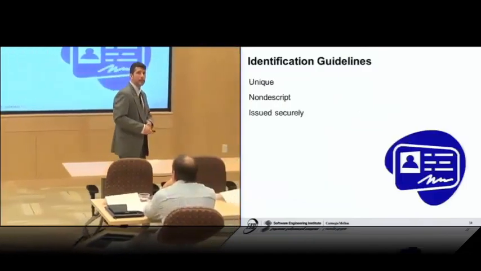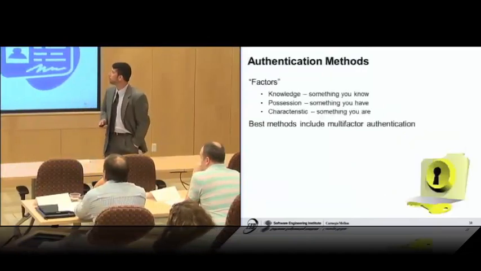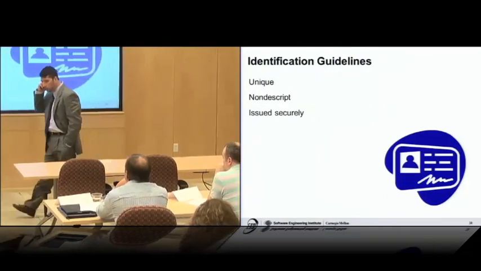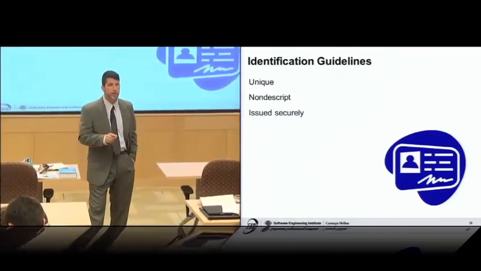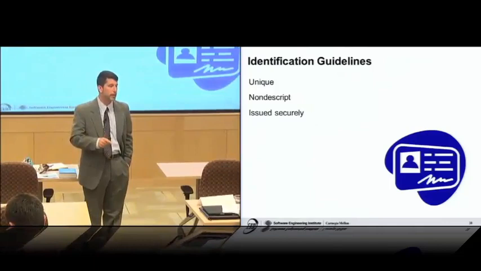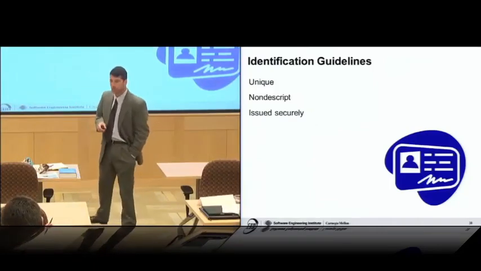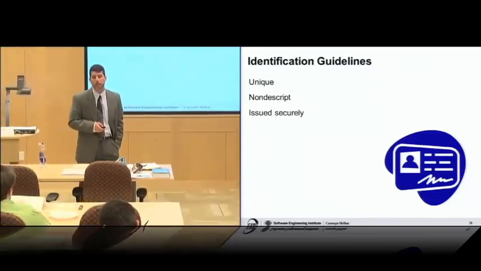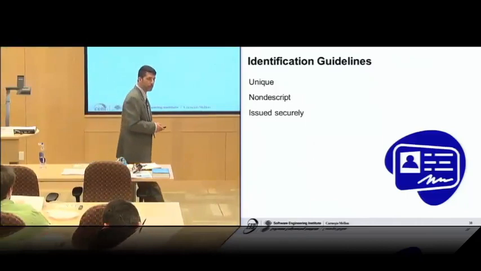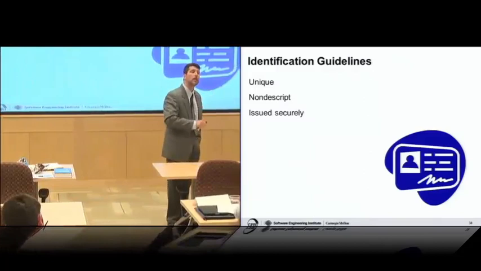We want an ID to have these traits. Unique, we talked about. We want to make sure that only one person has that, so when it comes time to holding them accountable for their activity, we know who it was, and we can determine who it was, and we can hold their feet to the fire. Nondescript. What do we mean by that? What do we mean by nondescript? You can't tell the function of what it does.